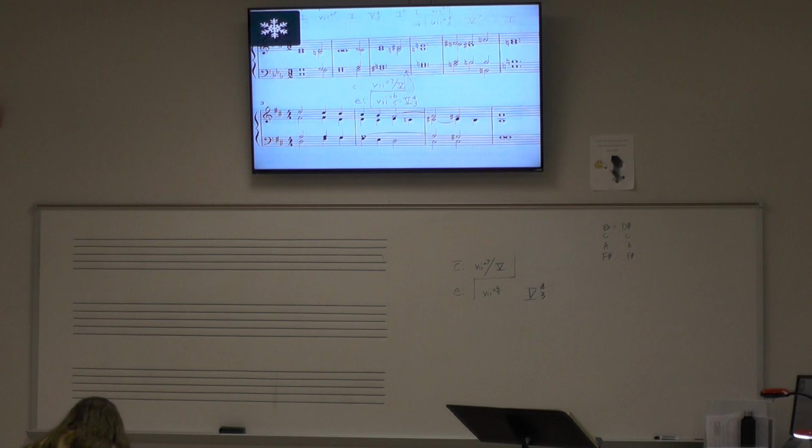So, starting in C minor. Here's the pivot. Which way am I going to resolve it? Well, like this. In E minor. Does anyone have any questions about that?